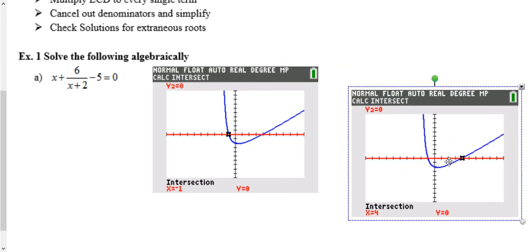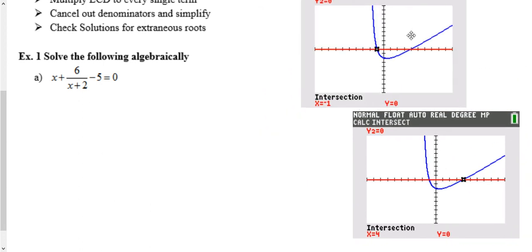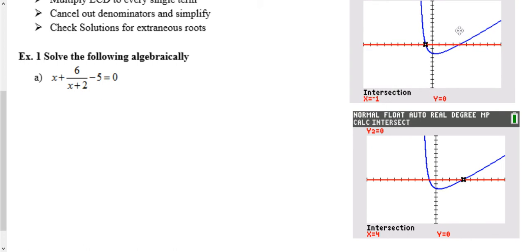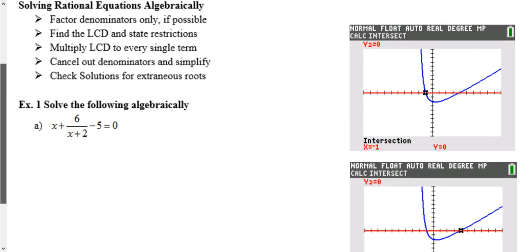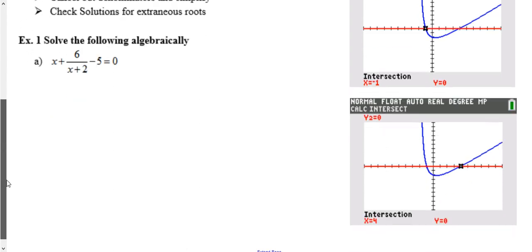And so because these are my two answers, I'm going to use my graphing calculator to get these answers, then I'm going to match it up algebraically in this example here. So let's take a look at our steps to solving this algebraically. Factor denominators only. If possible, find the LCDs, state restrictions, multiply LCDs to every term, cancel out denominators, simplify, and check for extraneous solutions, of course.